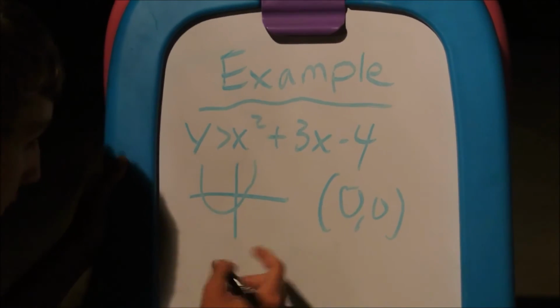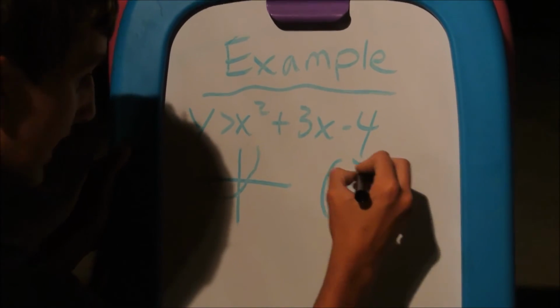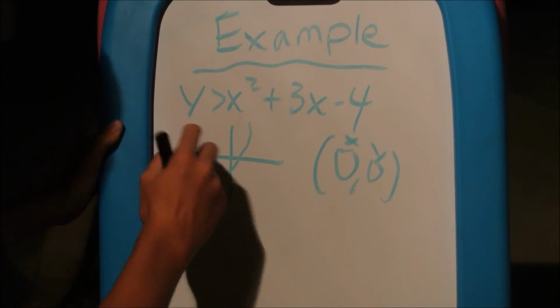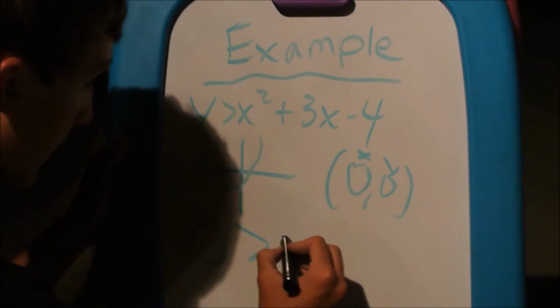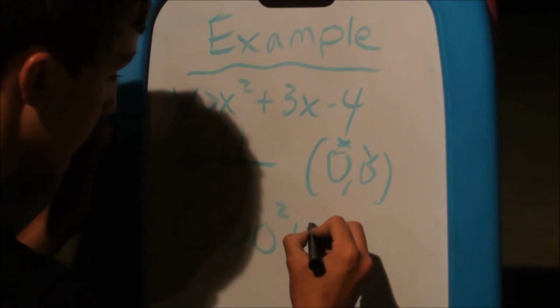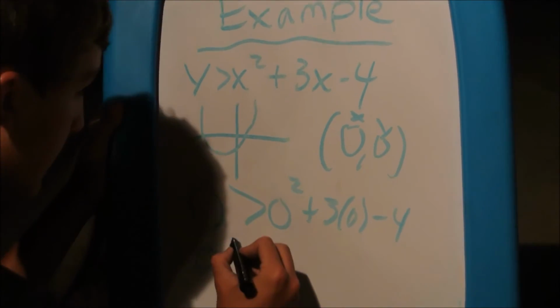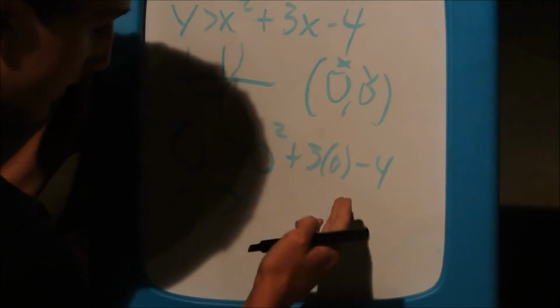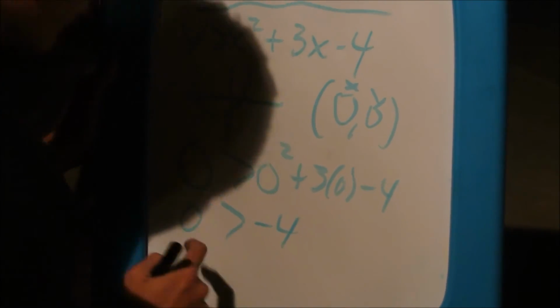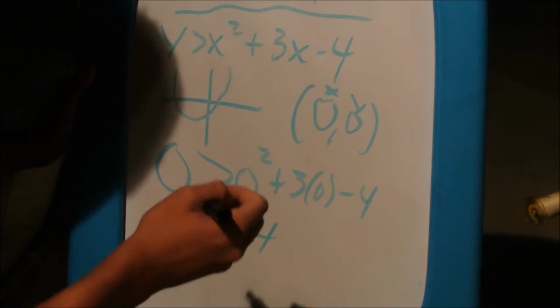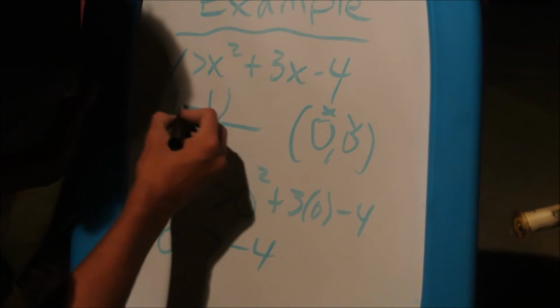if it's true. So put in 0, because this is y and this is x, so we substitute 0 for y. So 0 is greater than 0 squared plus 3 times 0 minus 4. So that simplifies to 0 is greater than 0 plus 0, which is 0, minus 4. So 0 is greater than negative 4, which is true, so you'd shade the region where (0, 0) lies.